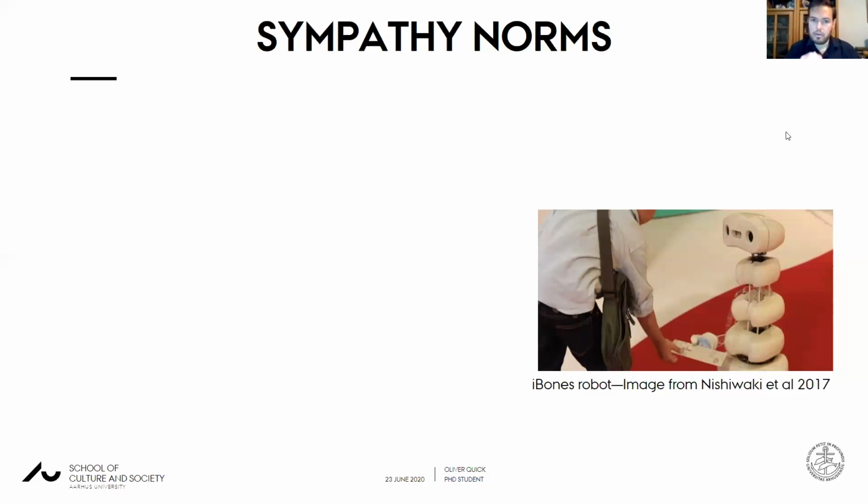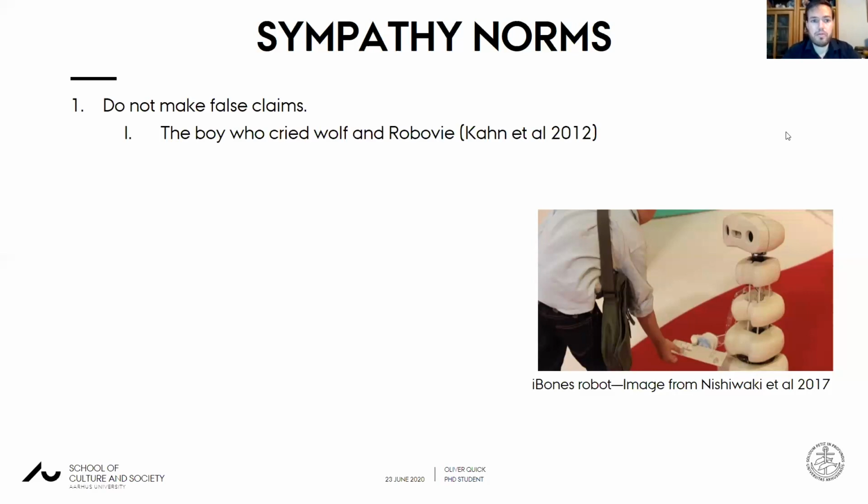Nonetheless, while I think that the norms hold across cultures worldwide generally, it is important to keep in mind that this research was done in the United States, and it was done at a certain time, and the norms change over time, and they could be different or slightly different in different societies. These four that I'll present are very general though. So the first one is simply don't make false claims. This one should be pretty self-evident. The example she gives is of the boy who cried wolf from Aesop's fable.